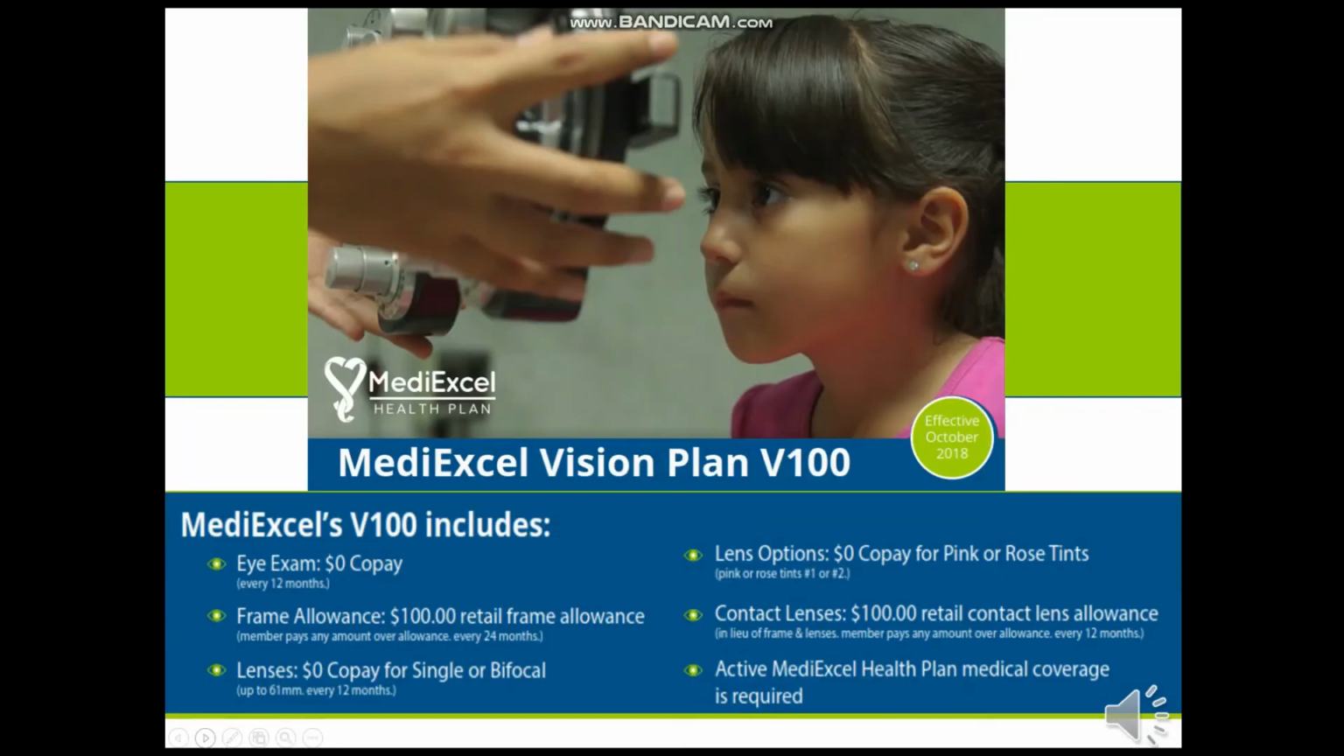With our vision plan B100, MyEVHC offers 1 free eye exam a year, a frame allowance of $100 every 24 months, contacts at $100 every 12 months, and no copays on single or bifocal lenses. However, in order to enroll in vision, you have to have medical coverage with MyEVHC.